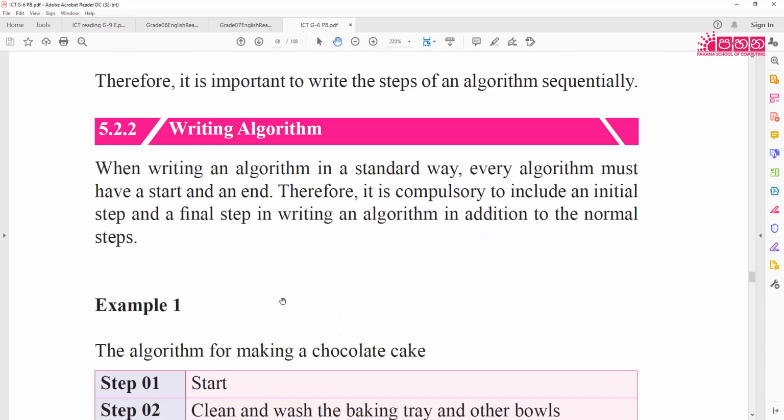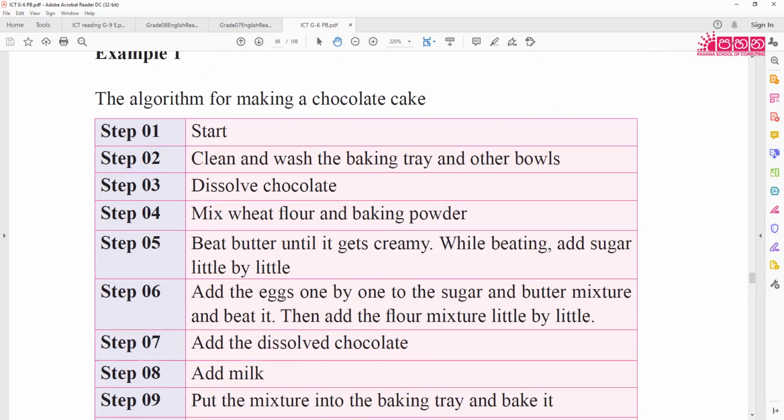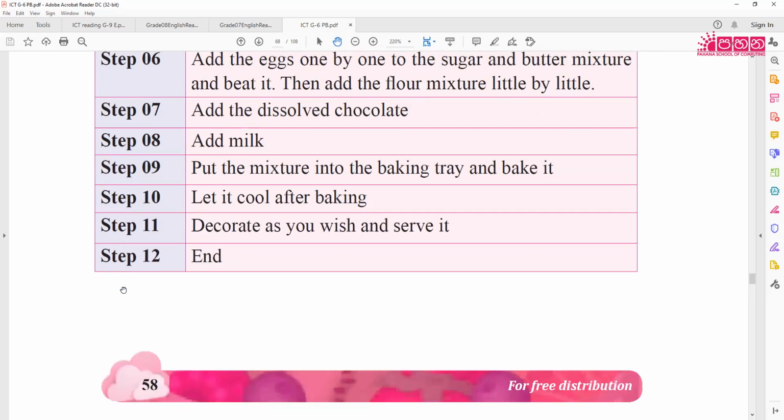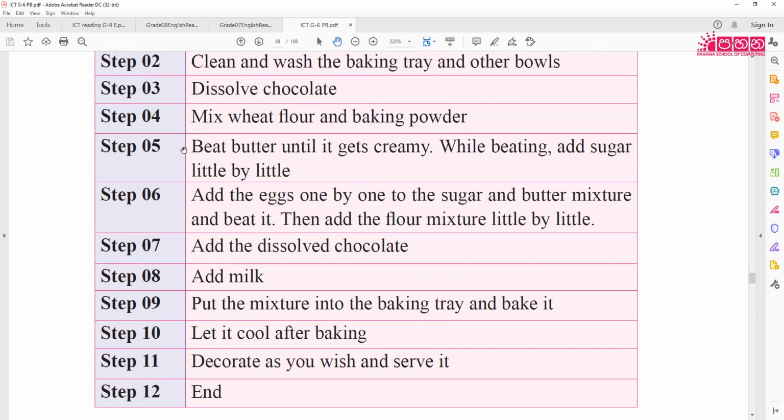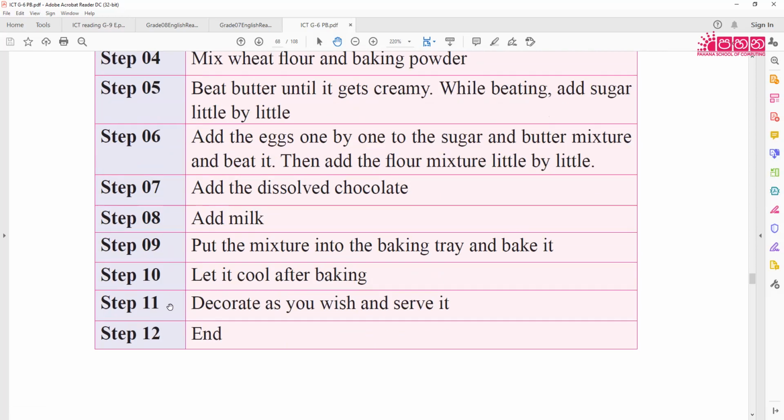Now, when you want to write algorithms, always remember you have a start and an end. Besides the steps, you have to first say the start and the end, so we represent the start and end of an algorithm. Similarly, you can see here some steps for making a cake. The first step is start, and then you have an end. In between, you have various sets of operations, given step by step.